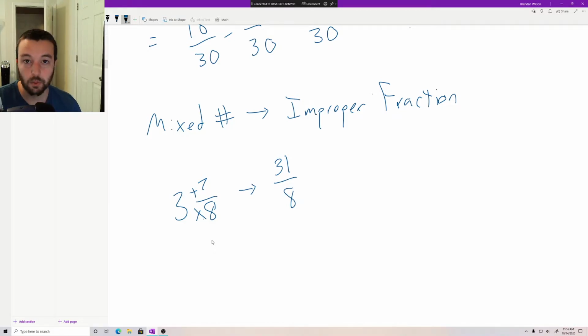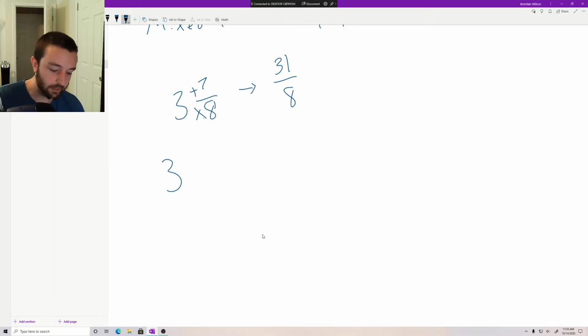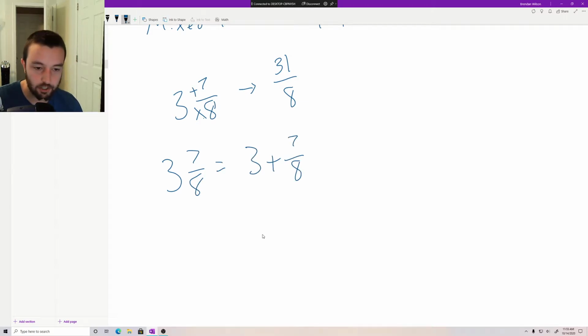But why does this work? What are we really doing? Well, what we're really doing is finding a common denominator. We're just doing it with a shortcut. Okay, so remember 3 7/8. First of all, this is the same thing as 3 plus 7/8. That's just what a mixed number is.